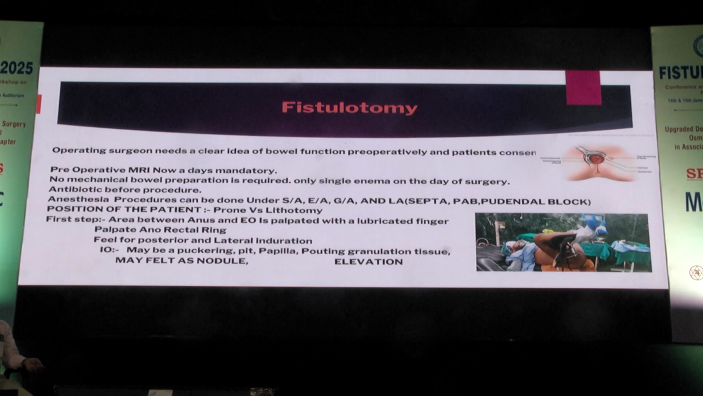The surgery can be done under spinal anesthesia, general anesthesia, or pudendal block. The patient can be in prone position or lithotomy position. The first step is that the area between the anus and the external opening is palpated with a lubricated finger. Palpate the anorectal ring. Feel for the posterior and lateral induration. The internal opening may be a puckering pit, papilla, or pouting granulation tissue. It is felt as a nodule or elevation.